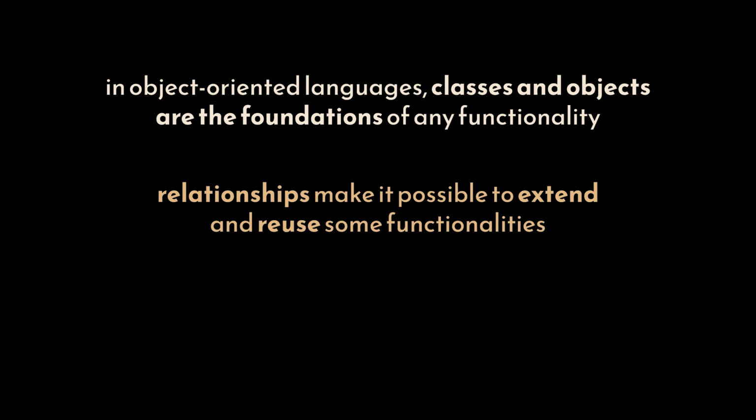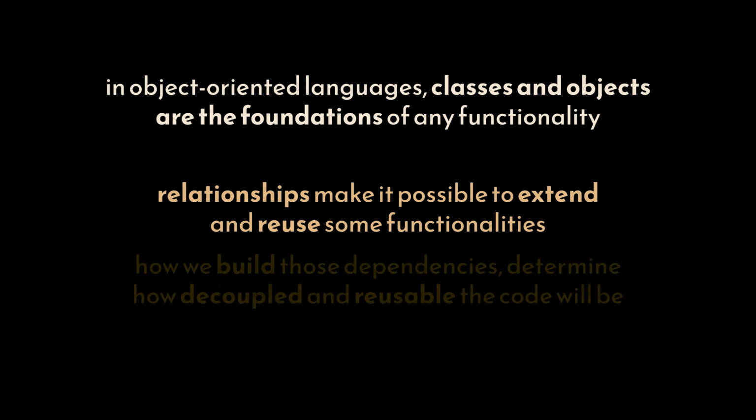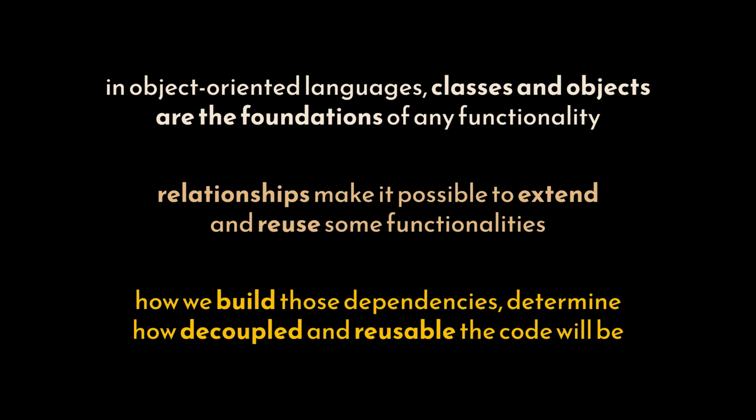In any object-oriented language, classes and objects are the foundation of everything. Relationships like composition or inheritance let us extend and reuse functionalities, but there's a catch. How we build those relationships, those dependencies, determines how decoupled, reusable, and testable our code is.